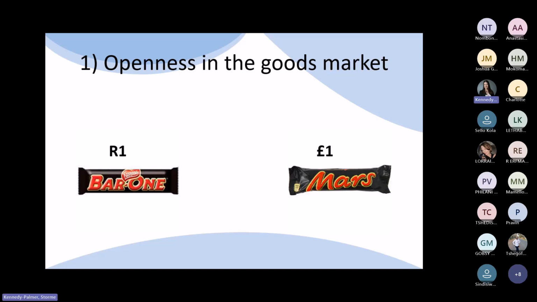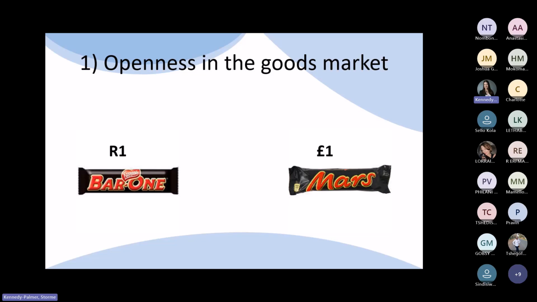So if we were to look at this very simply and unrealistically, we could say that the Bar One is sold for R1, and wouldn't that be nice? And the Mars bar is sold for £1. How do you compare them? You use the nominal exchange rate.